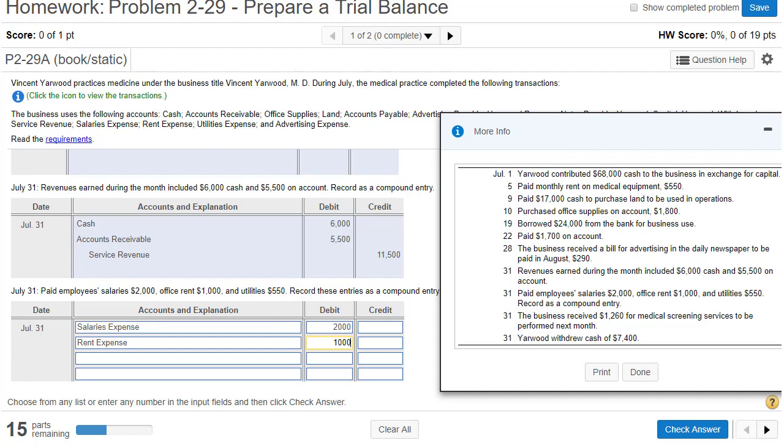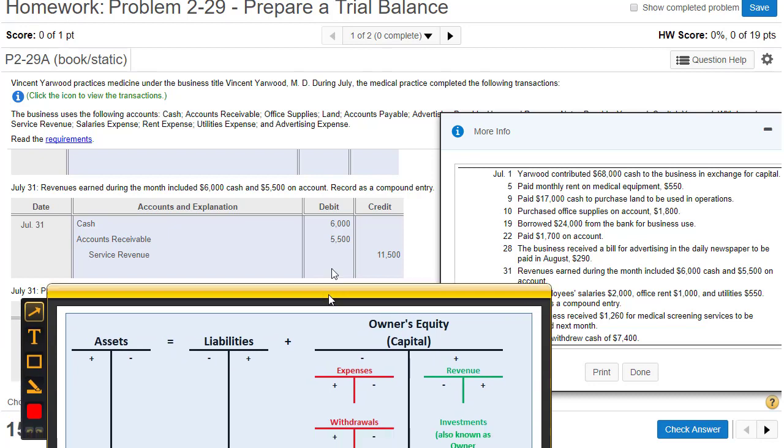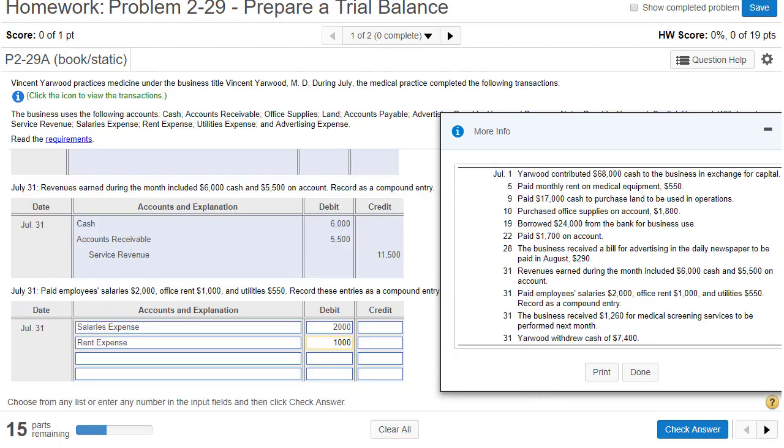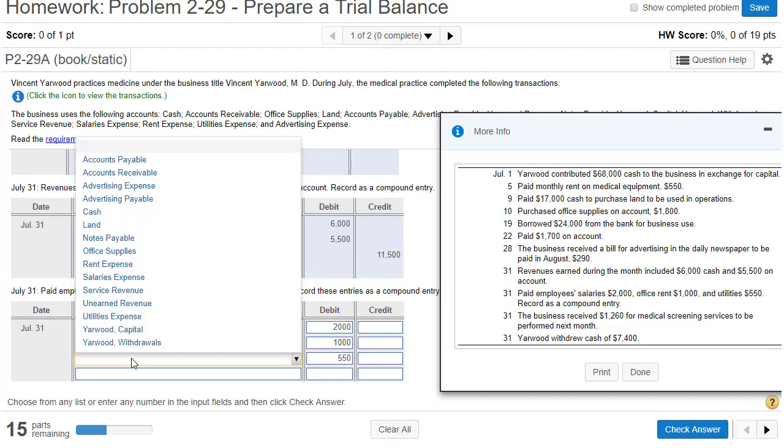And we've got utilities. So we paid our utilities, which is like heating, water, electricity. So that's an expense too. And expenses, of course, increase on the debit side. So that is a $550 debit. And they probably called it utilities expense, which they did.